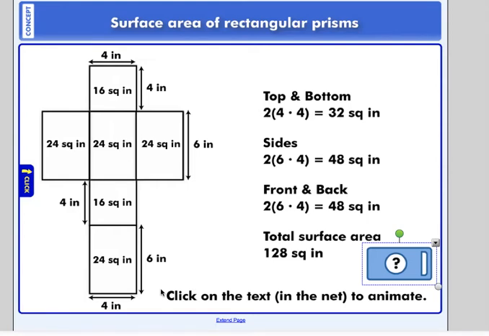Remember, every prism has 6 faces. So you need to be adding up the area of each of the 6 faces, and that will give you the total surface area.